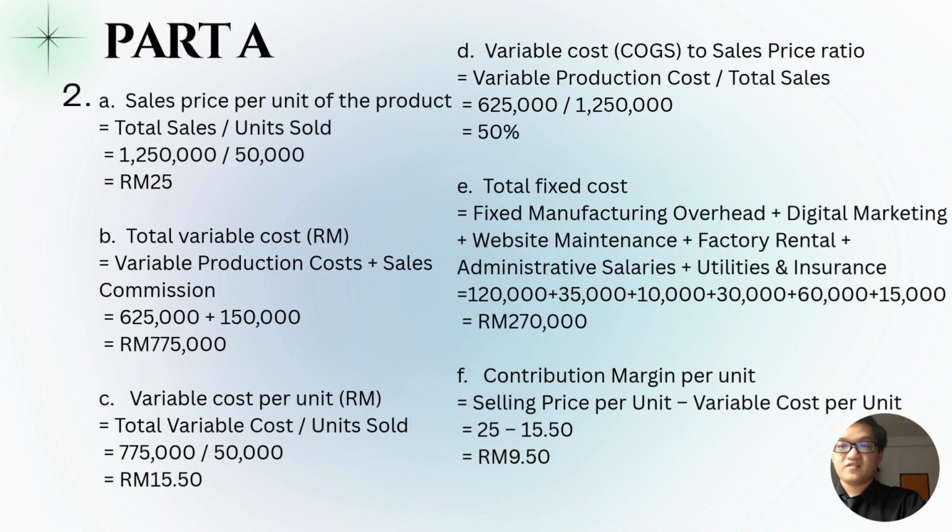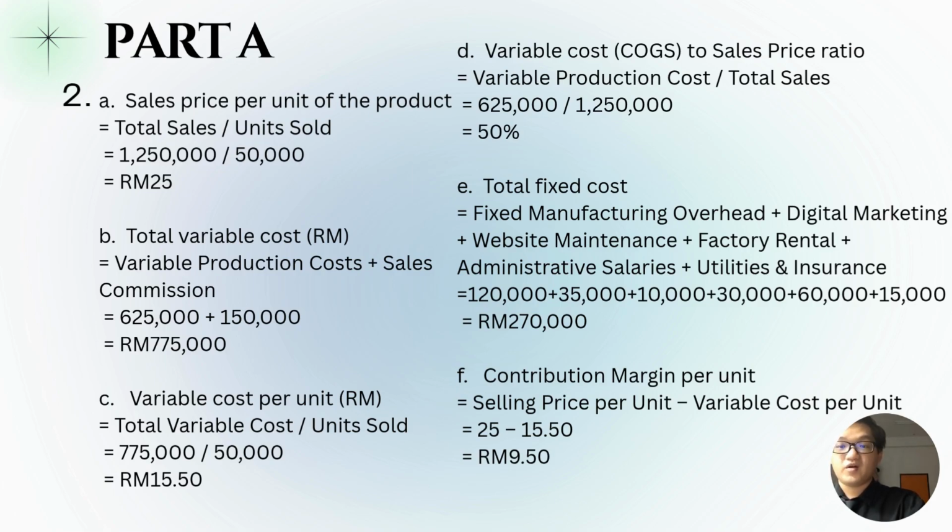For question 2, we will determine the following items. A. The sales price per unit of the product. We will use the total sales divided by the units sold, which is 1,250,000 divided by 50,000, and we will get 25 ringgit.